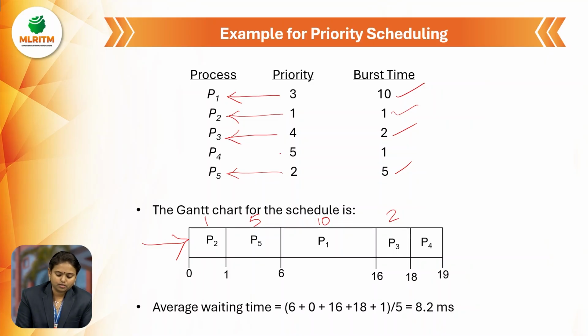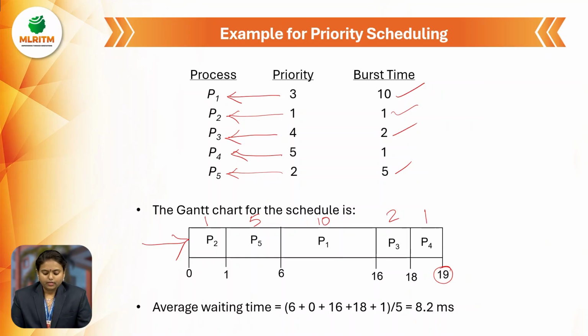What is the next process? Priority 5, P4. P4 has burst time 1. 18 plus 1, 19. This is the turnaround time of P4, and similarly for the others.